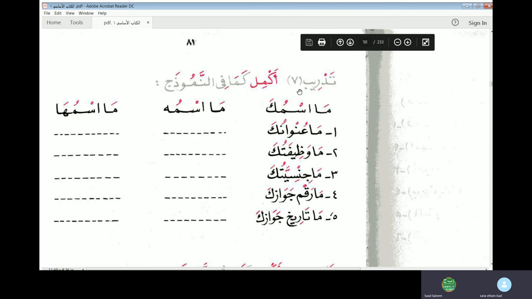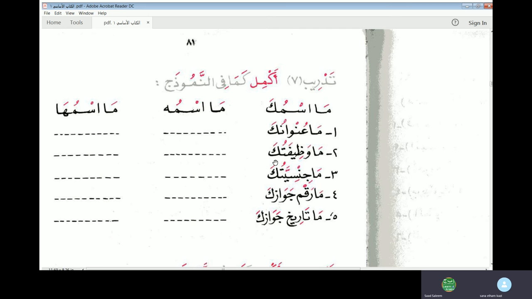Agribus Sabi, Akmil Kama fil Namuzet. Complete like in the example. Masmuka, what's your name? Masmuhu, what's his name? Masmuha, what's her name? Ma unwanuka, what's your address? Ma unwanuhu, what's his address? Ma unwanuha, what's her address?